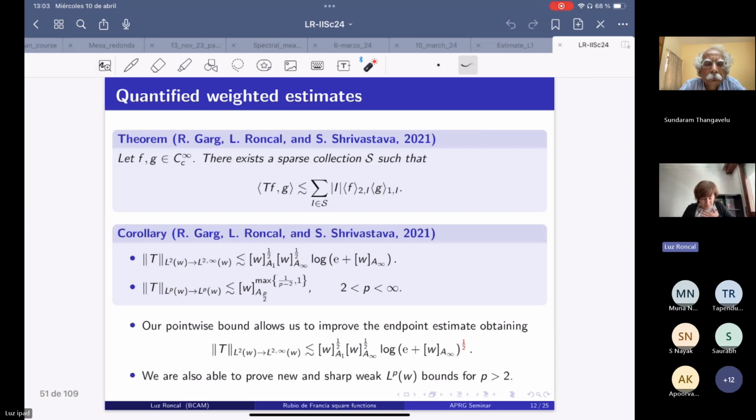So this is the point, and which is our contribution. Our contribution, with Mikel, Francesco, and Yanis, is that we managed to lower by 1/2 this exponent. Maybe this is one of the contributions in our paper. And we also proved some new sharp weak L^p bounds with weights for p greater than 2. Okay, so this is the contribution, and now how?